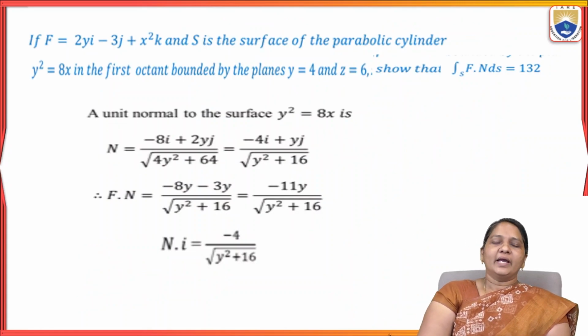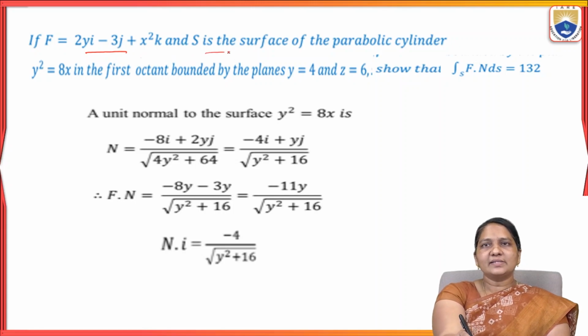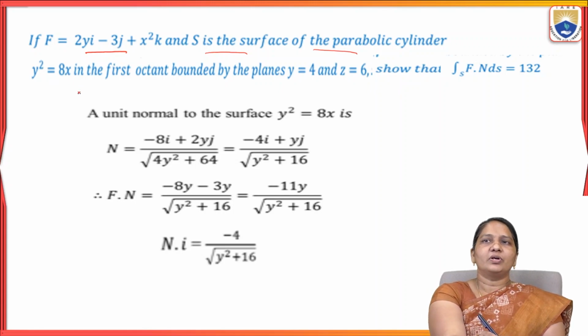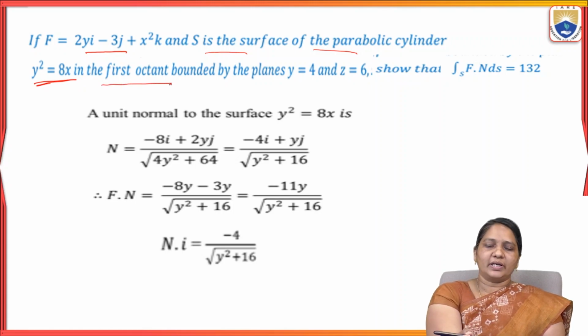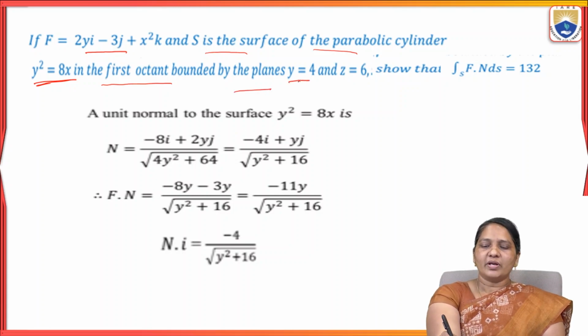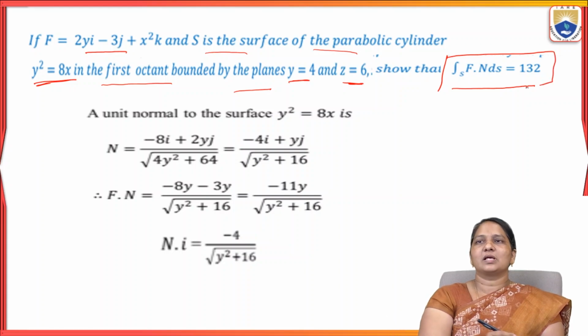See this problem. If F is 2y i minus 3j plus x square k and S is the surface of the parabolic cylinder y square equal to 8x in the first octant, where the first octant means all values are positive, bounded by the planes y equal to 4 and z equal to 6. What we have to show is that the integral over S of F bar dot n dS value is 132. So we should get the final answer 132.